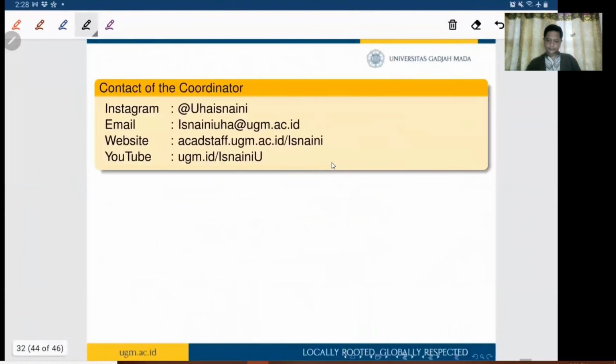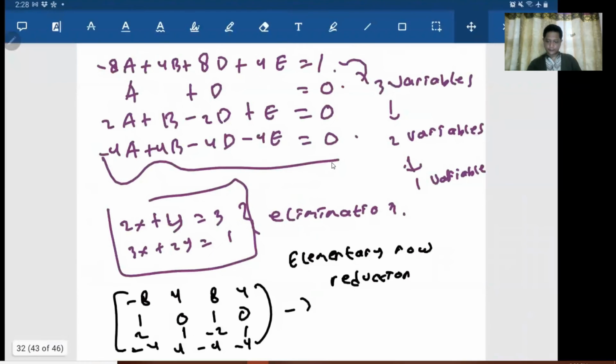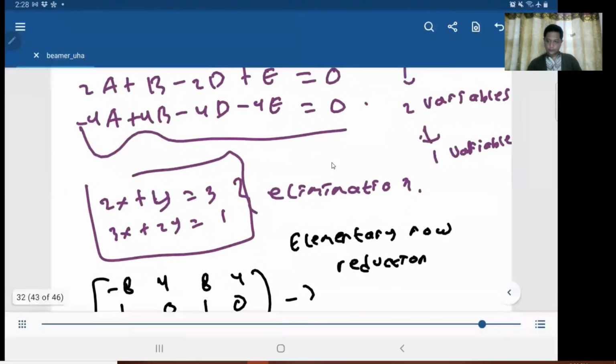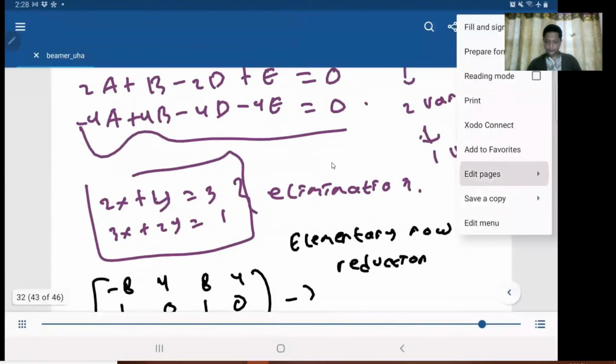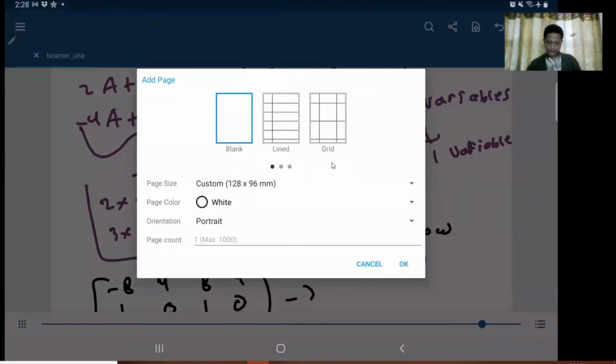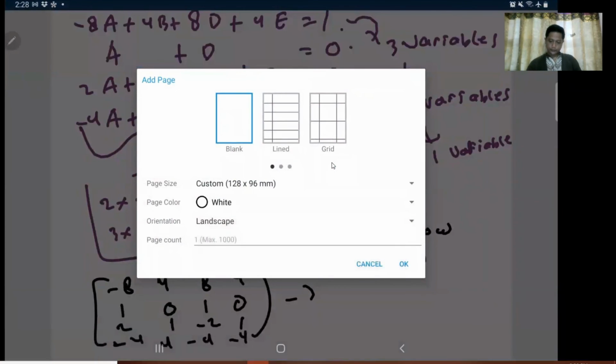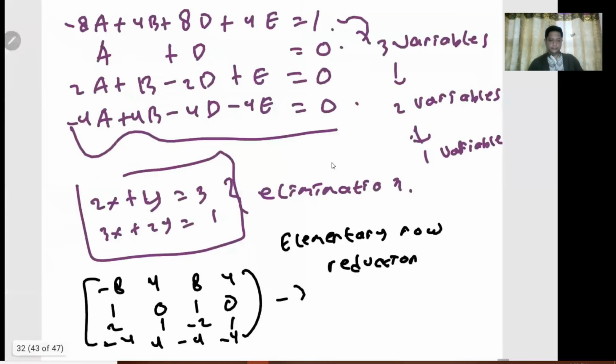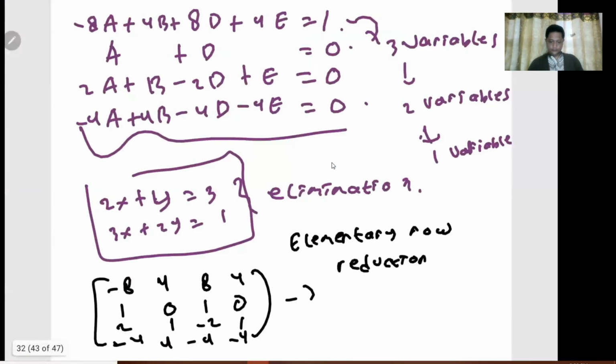But to make it faster, I think I'll just give the value. I don't want to waste time here because I only have how many minutes left? Only 12 minutes left, in case you have any question. But at least you know the idea, you know how to do it. So I give you the answer.